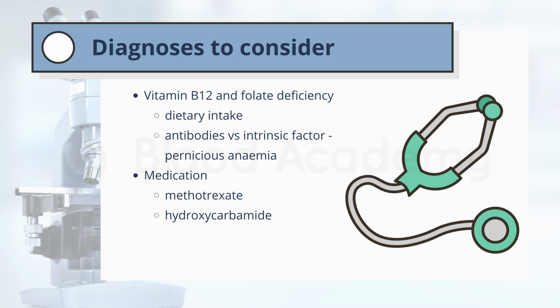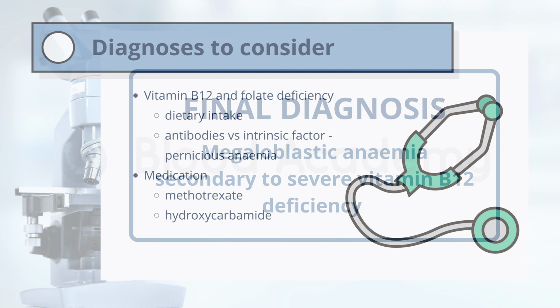Along with vitamin B12 or folate deficiency, certain medications like methotrexate and hydroxycarbamide can also induce megaloblastic anemia. Myelodysplastic syndrome, or MDS, can also present with these features. It's therefore important to correlate the patient's clinical history and results of other investigations before making this diagnosis. The presence of blast cells would be more in keeping with MDS rather than megaloblastic anemia.